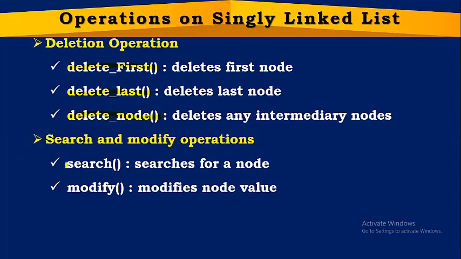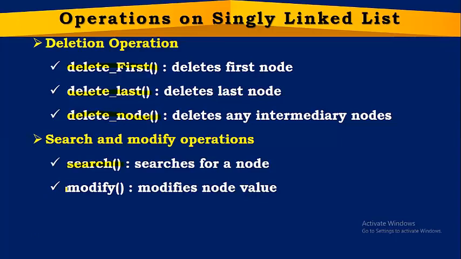Next, search and modify operations. Coming to searching, when you call the function search, it prompts the user which node you want to search. Then we have to give a value. Then it searches for the node with that particular value in the singly linked list. If it is present, it says that it is found, else not found.